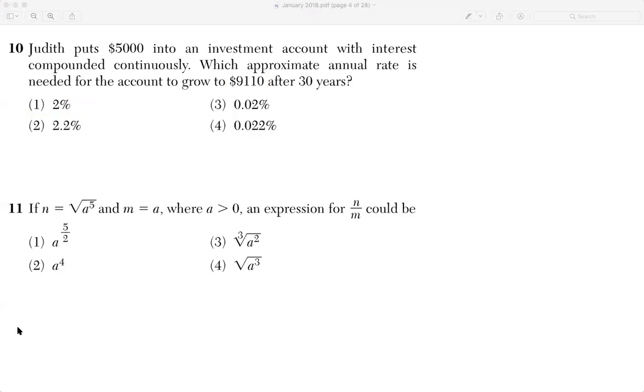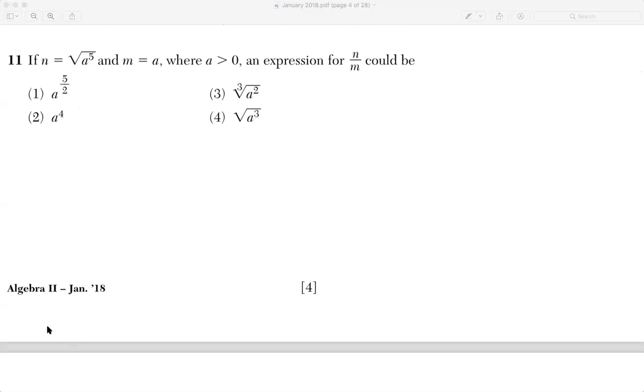Over here, this problem should look familiar. We saw this on the IA. I'll go over it again. You have n equals this, m equals this. What is n over m? Well, that's just this, equals a to the 5 halves over a to the 2 halves, which is a to the 5 halves minus 2 halves, or a to the 3 halves, which is the square root of a to the 3rd, right? Because a 2 goes there. Answer choice 4.